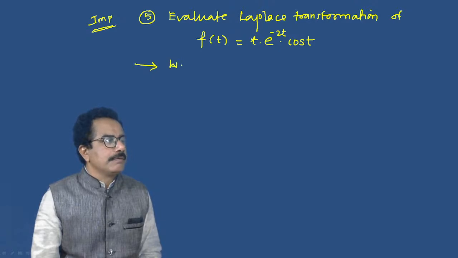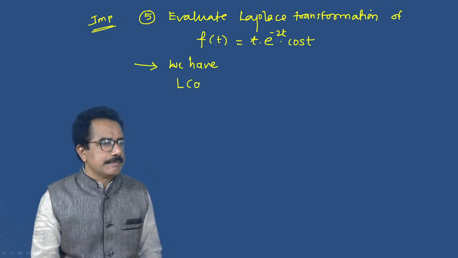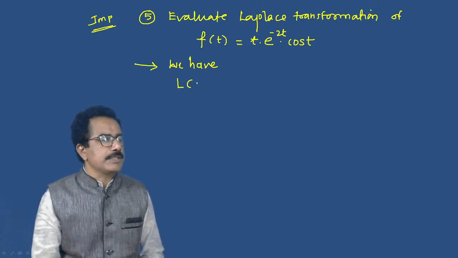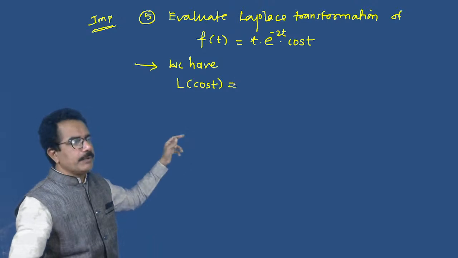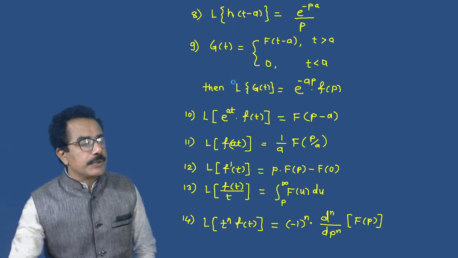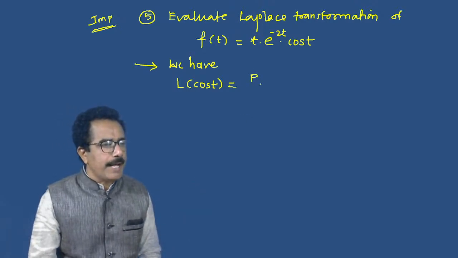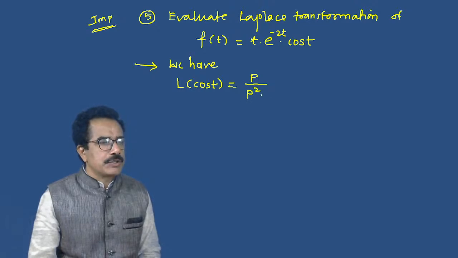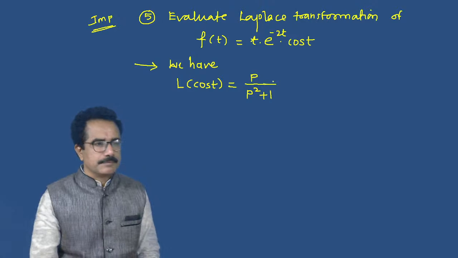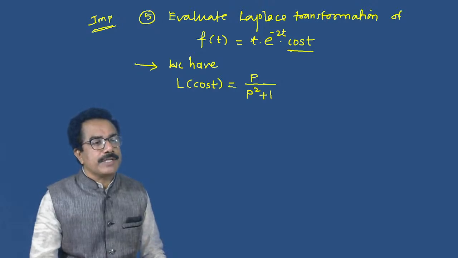Now we have, what is the Laplace transformation of cos t? L of cos t. Who can tell me the formula for L of cos at? We have to use this formula: L of cos at is equal to p divided by p square plus a square. So in this case, a is 1, so we can write p divided by p square plus 1 square, which is again 1. Is it okay?